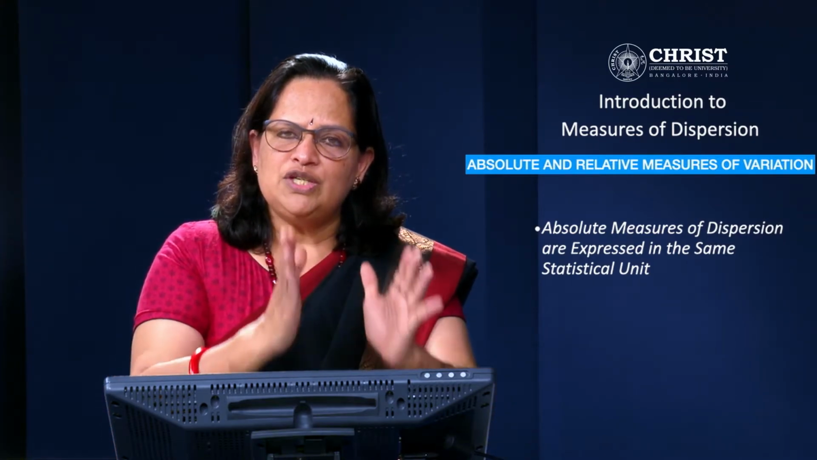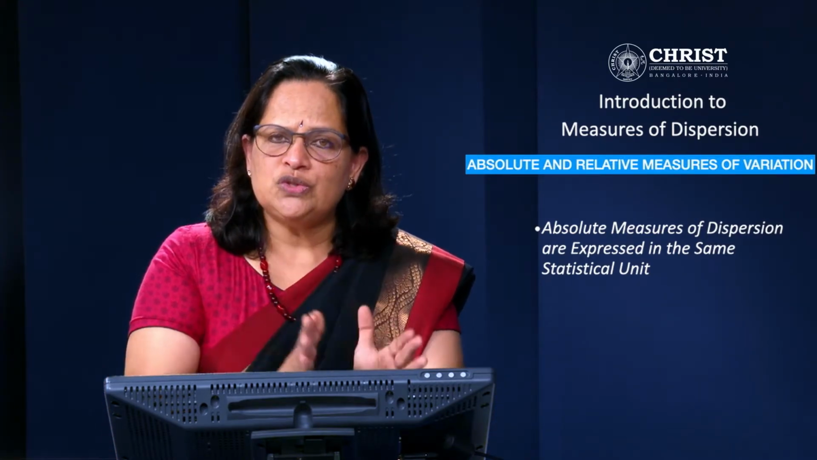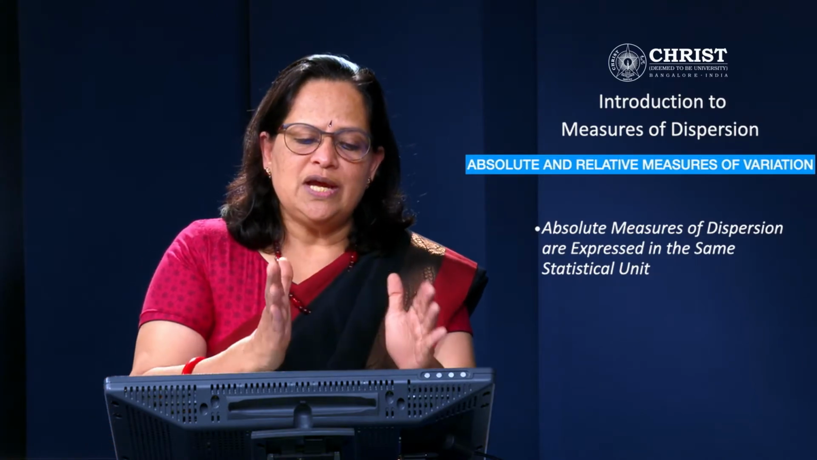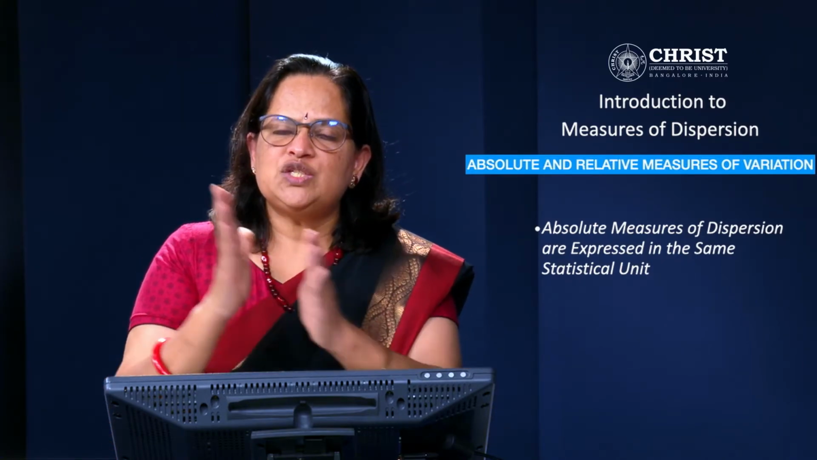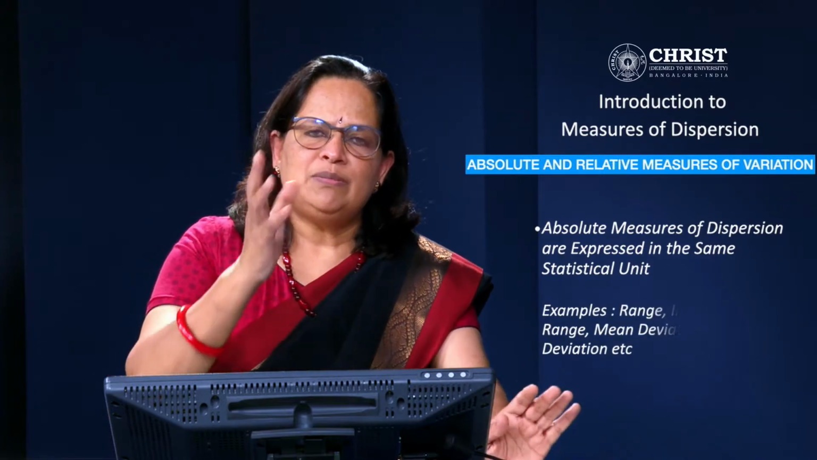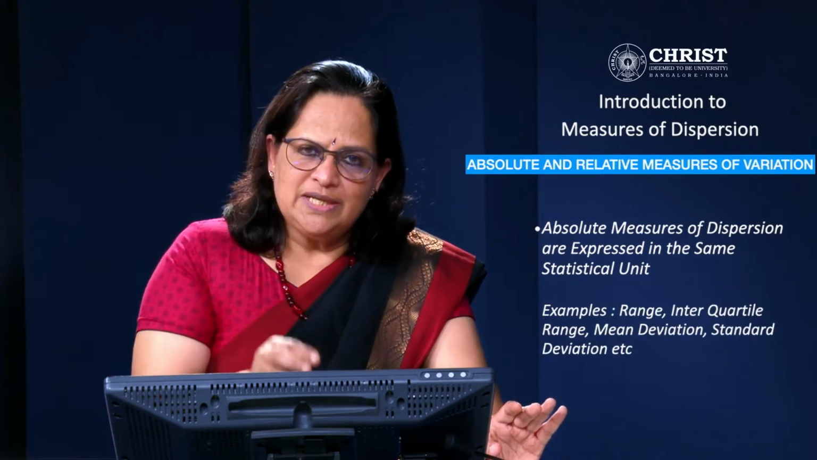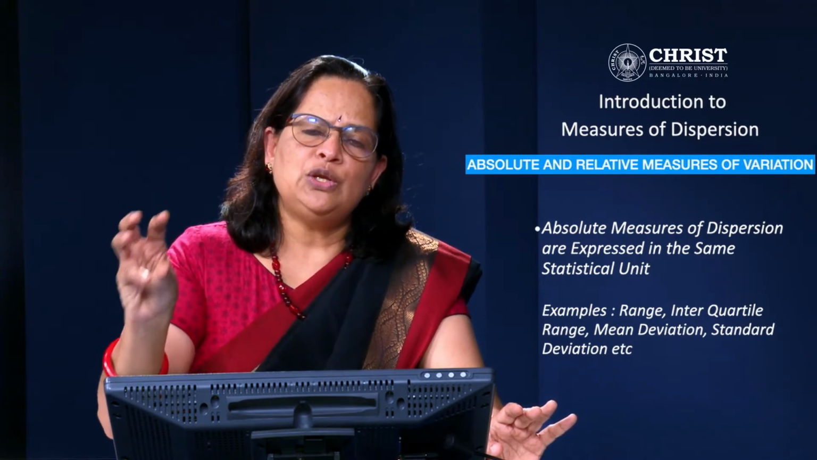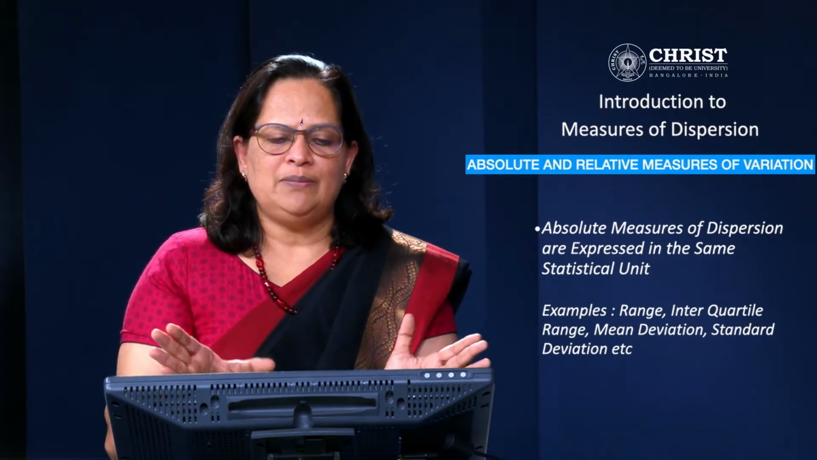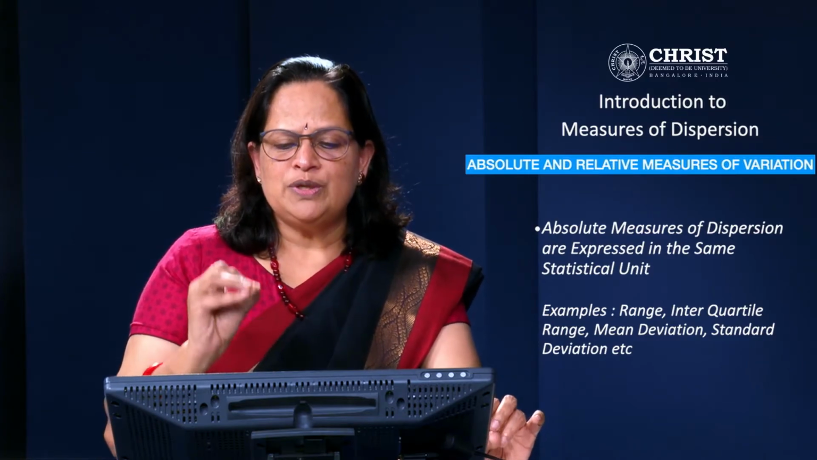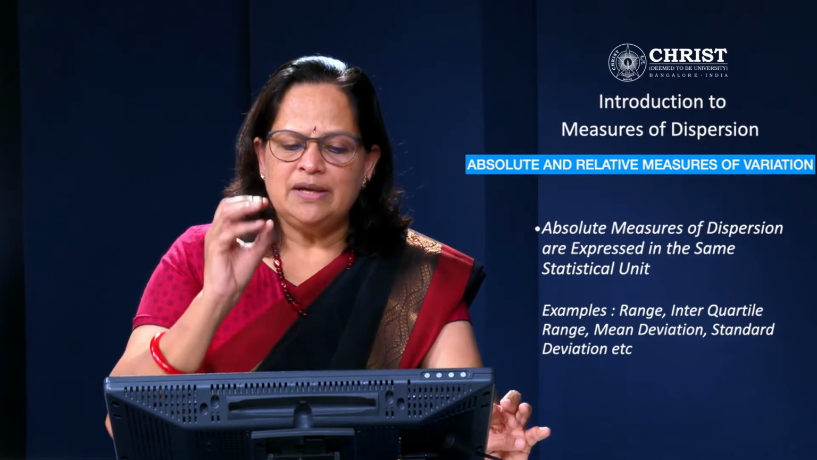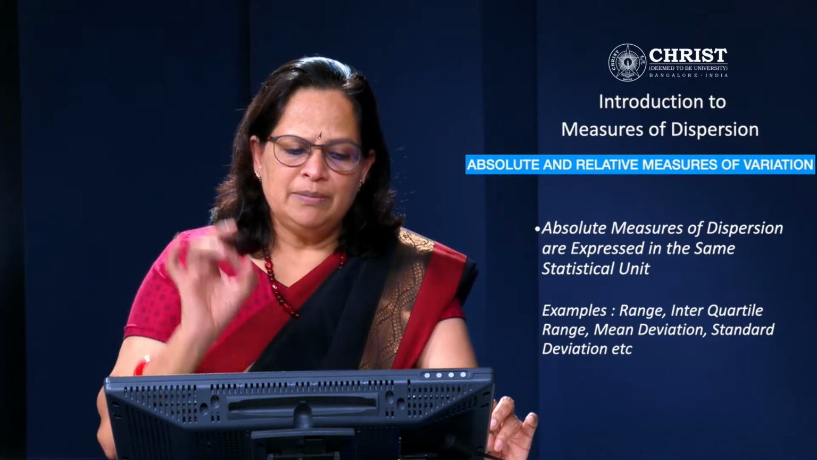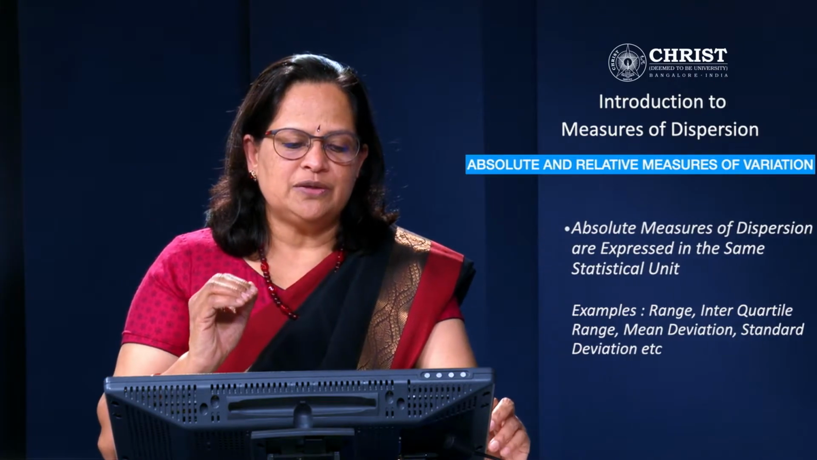When we are always talking about comparison, those two sets of data will be there. So this absolute measure meaning it will be expressed in the same units. See, for example, production of rice. The first data is expressed as kilograms or tons. The second data is also expressed as kilograms or tons. The units are same. Then we can use the absolute measure of dispersion. Examples: range, interquartile range, mean deviation and standard deviation.